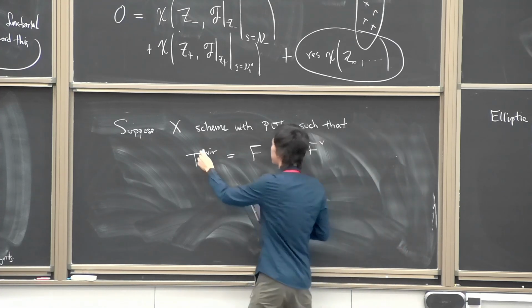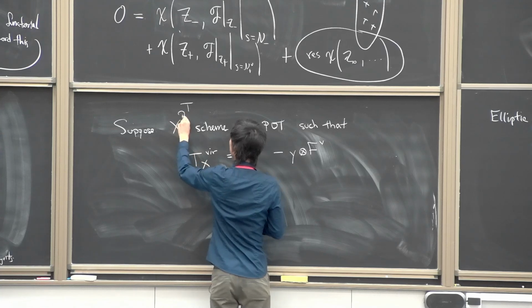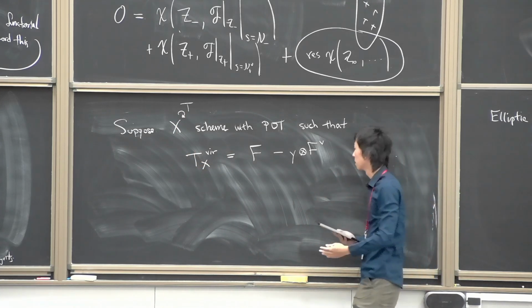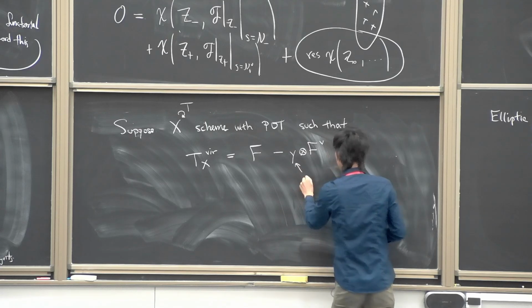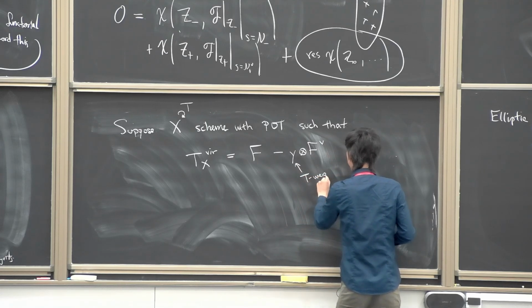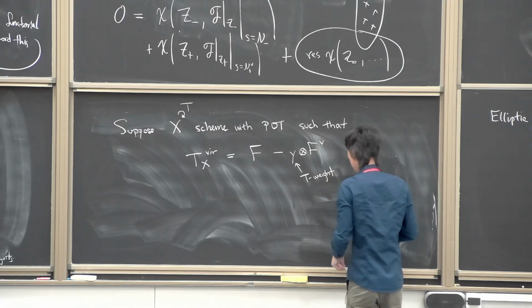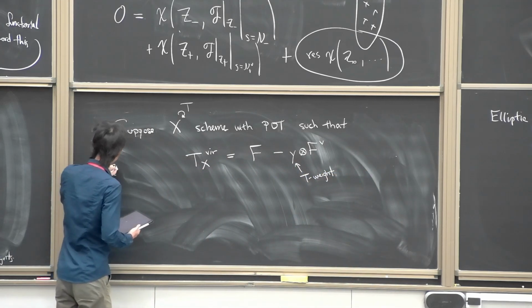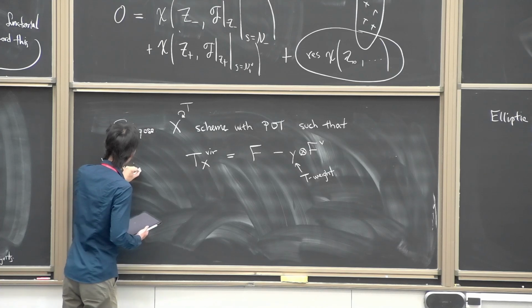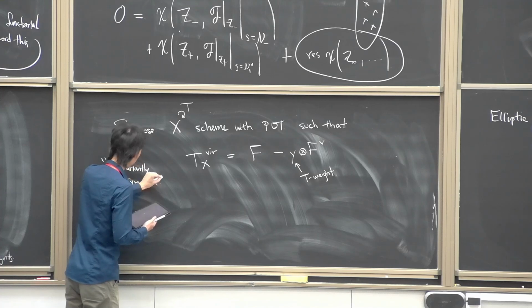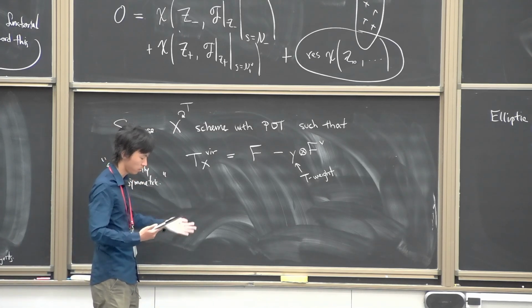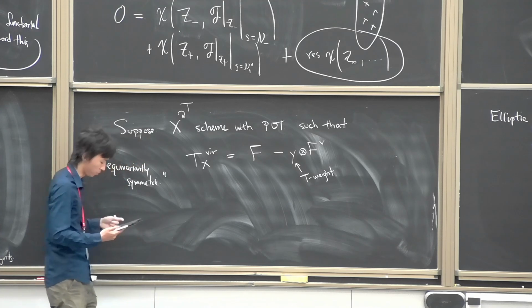Okay, so X here again is still carrying some action by some torus T, which now we really want to be non-trivial. And this Y is some T weight. So such perfect obstruction theories, we usually call them equivariantly symmetric. And somehow this is a hallmark of something which I want to mention later called Donaldson-Thomas theory.